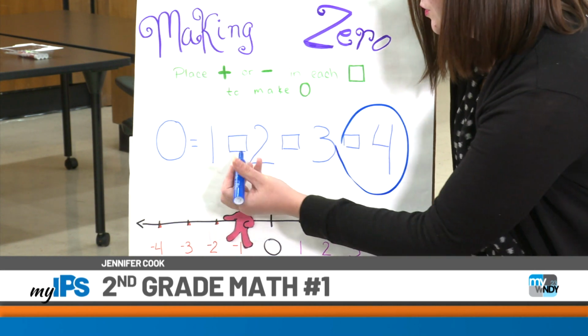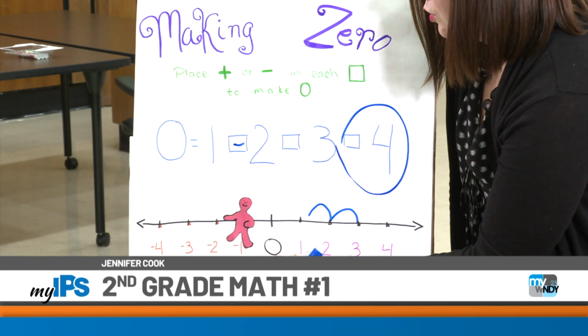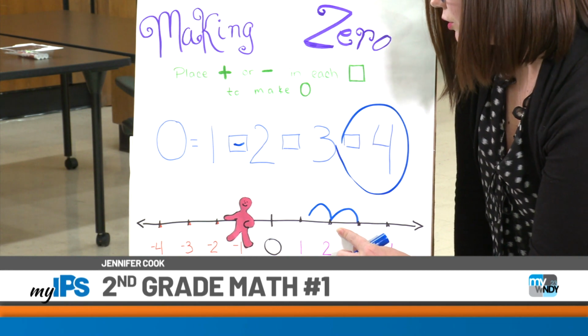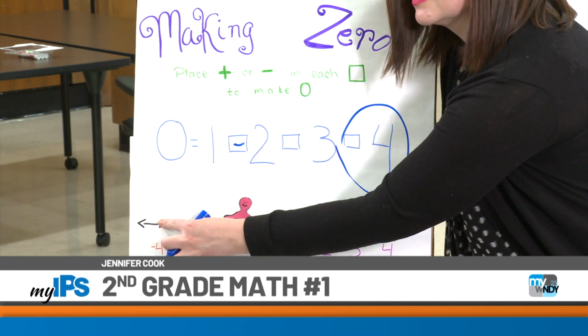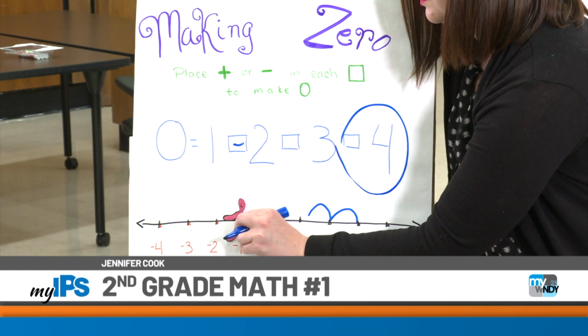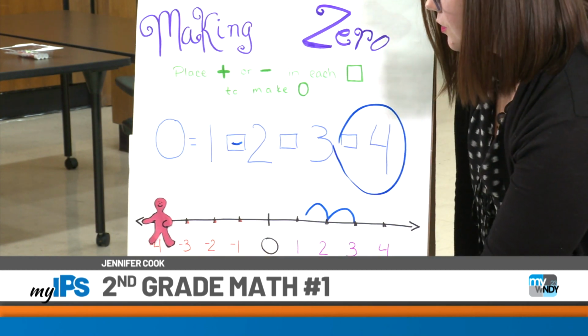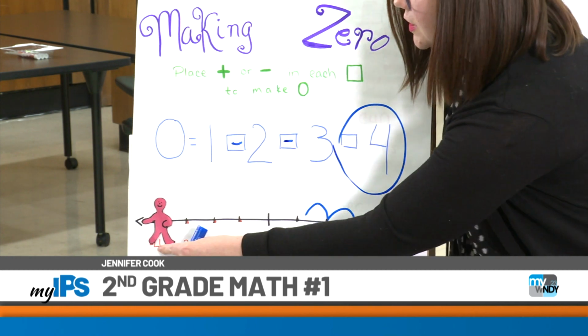Now, I've subtracted here. What if, should I jump forward 3 spaces? Or should I jump back 3 spaces? What do you think? I agree. Let's move back. 1, 2, 3. So that puts me at 4.